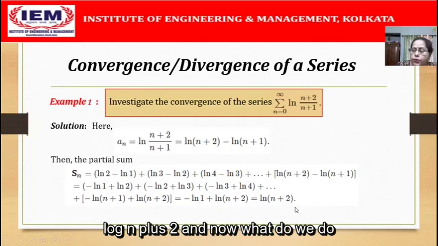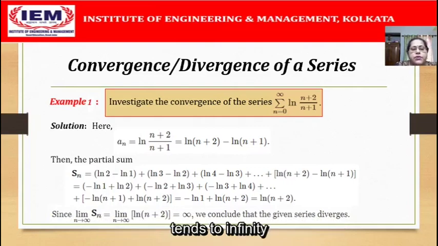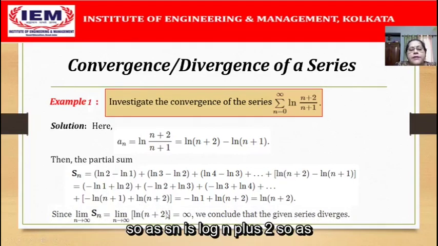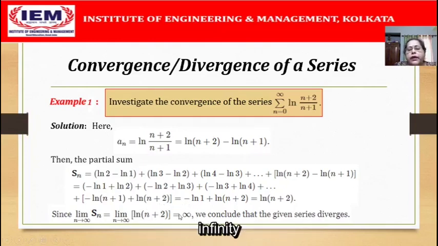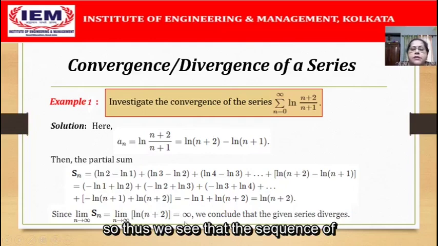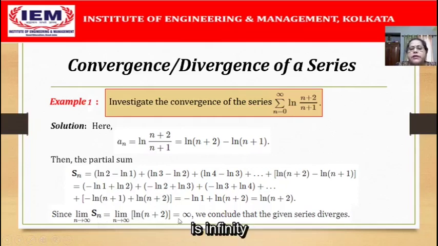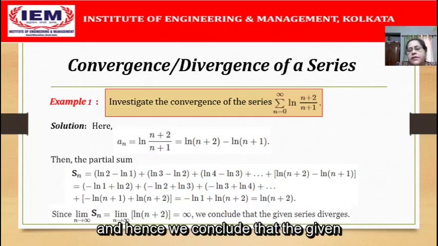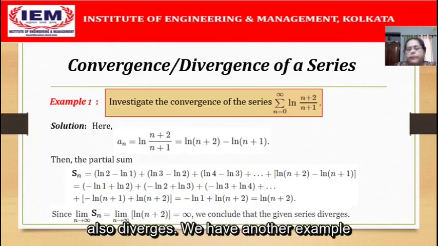Now, of course, we have to take the limit as n tends to infinity. As Sn is log(n+2), as n tends to infinity, the limit is also infinity. Thus, we see that the sequence of partial sums is divergent because the limit is infinity, and hence we conclude that the given series also diverges.